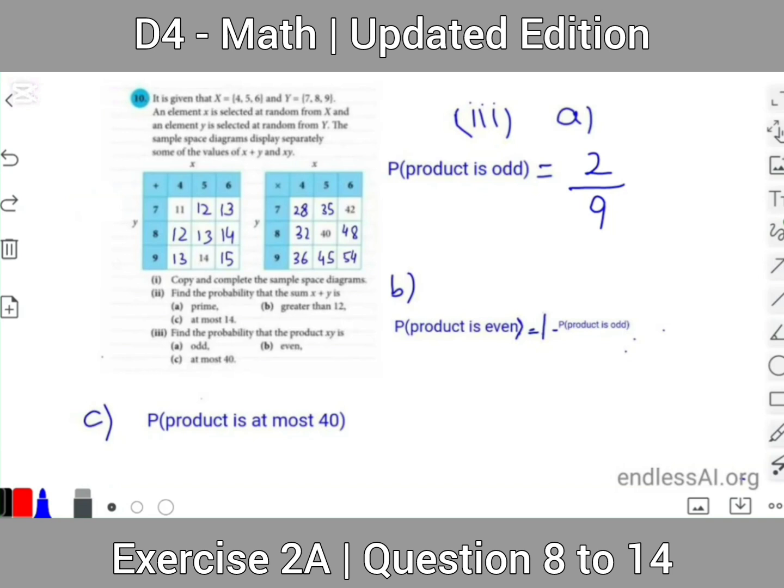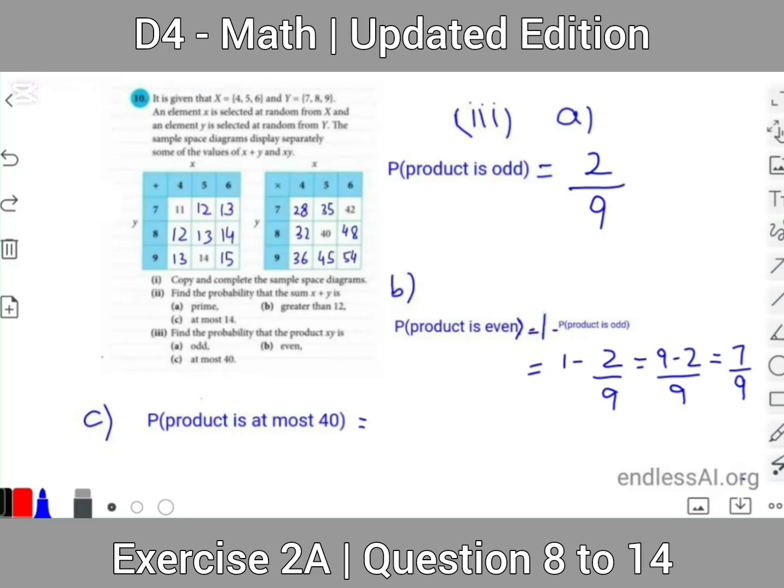Now for part B, the probability that the product is even. We just have to subtract the probability of the product being odd from 1 and we will get the answer. So 1 minus 2 over 9 becomes 9 minus 2 over 9, which is equal to 7 over 9. So the probability that the product is even is equal to 7 over 9.